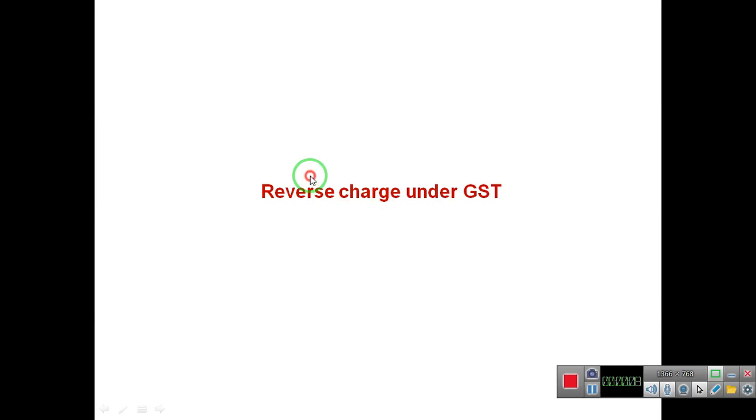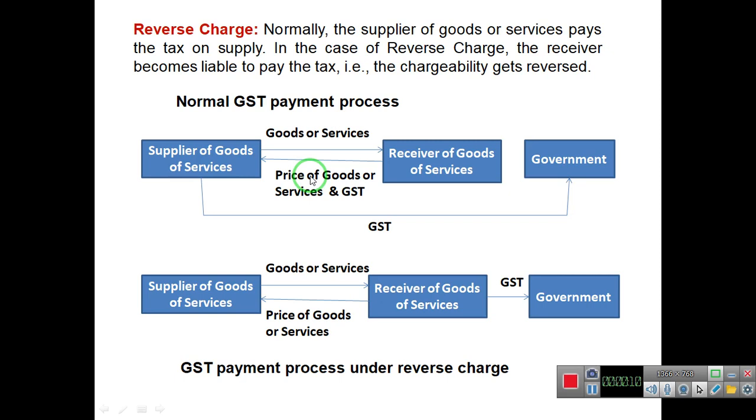What is reverse charge? In the GST payment process, the supplier of the goods or services normally pays the tax on supply. In case of reverse charge, the receiver becomes liable to pay the tax. That is, the chargeability gets reversed.